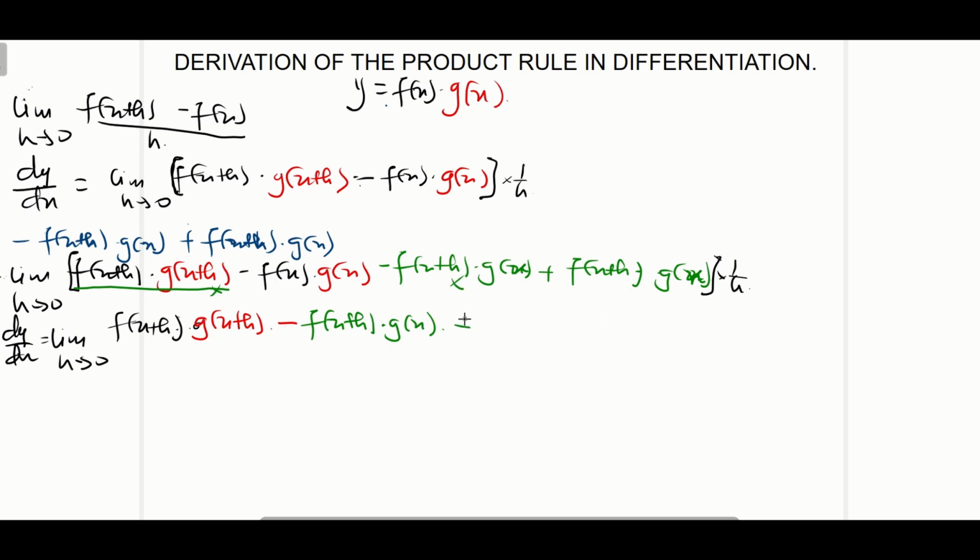So I can now say plus the whole of this, which is f of x plus h multiplying g of x, minus, since we have made use of this, minus f of x multiplying g of x. All right, then we know that everything is divided by h, so the whole of this is still multiplied by 1 over h.